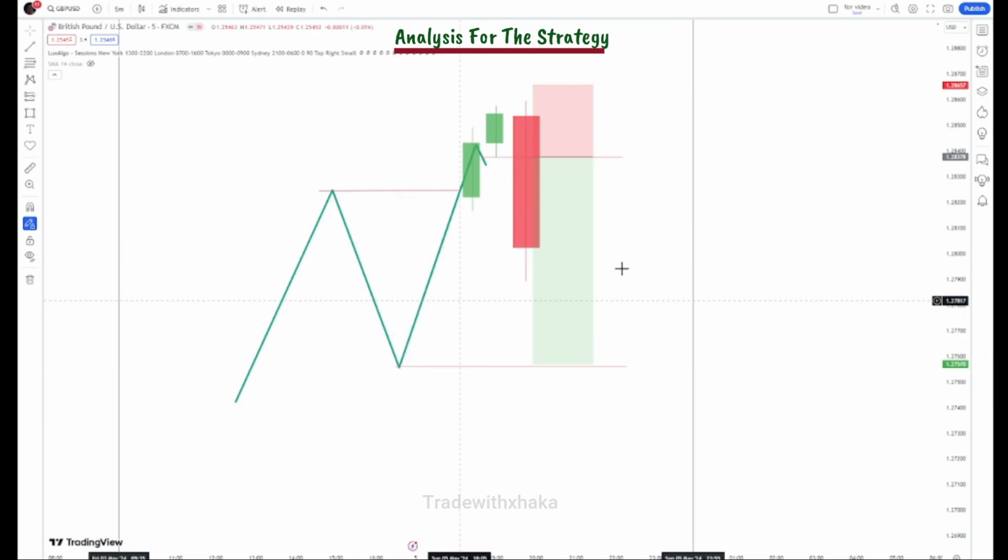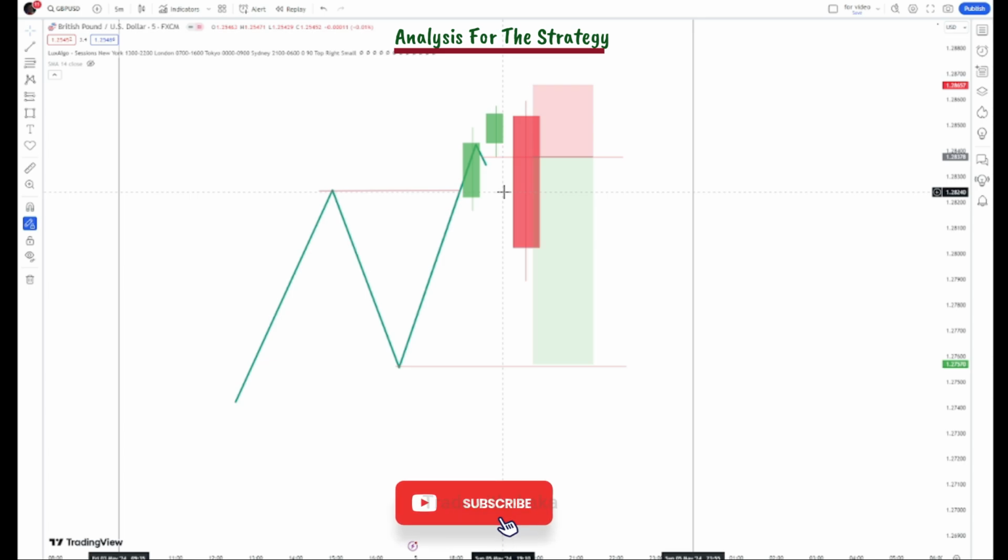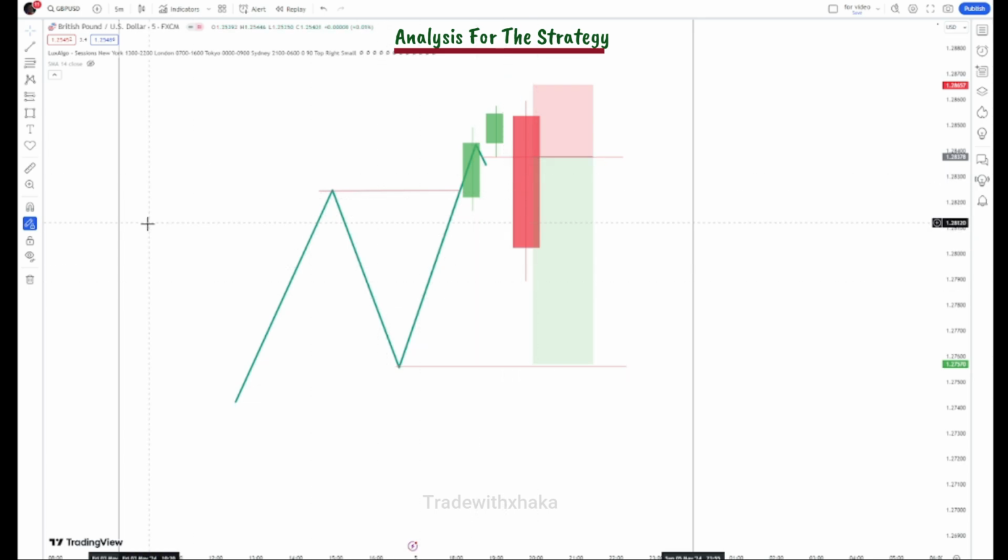So this is what we'll be looking for during this time period of 8 o'clock to 11:30 a.m. New York time, trading GBP USD. And the reverse can be the case. So let me reverse this chart for you to see how it will look when you find a downtrend.